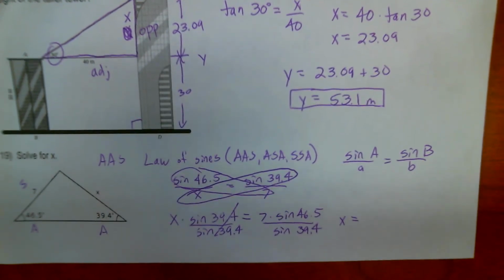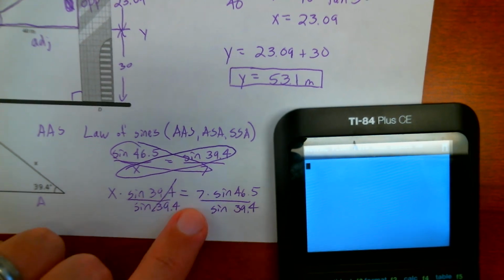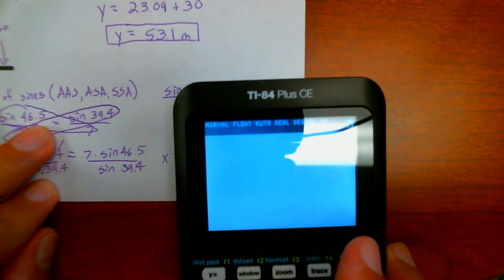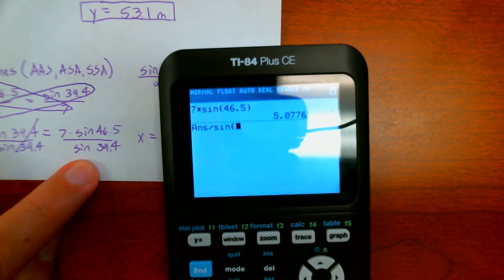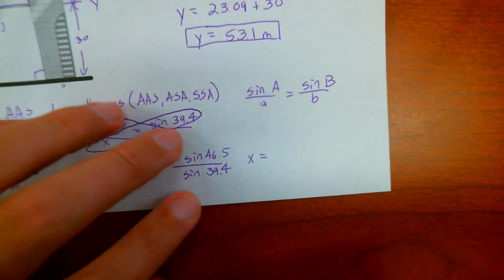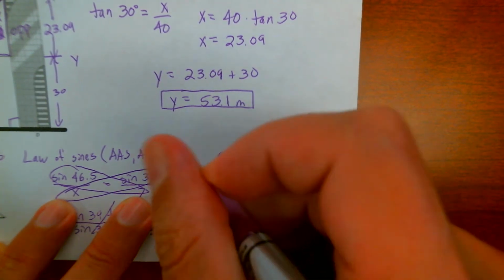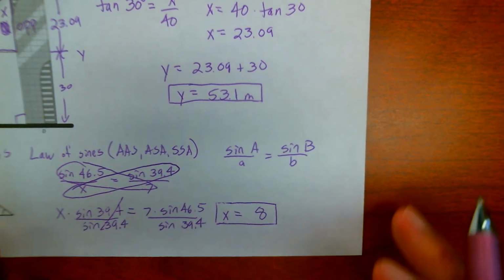Now, when I taught this lesson in class, I told you guys you would need to use parentheses here just so your calculator doesn't get confused. To me, the easiest thing to do is just type in the numerator first. Just type in 7 times the sine of 46.5. I get that. And then I'm going to press divided by, and then the sine of 39.4. And we get 7.999, which we'll round up to 8. So x is 8. I think my pen is running out of ink. Okay, law of sines there.